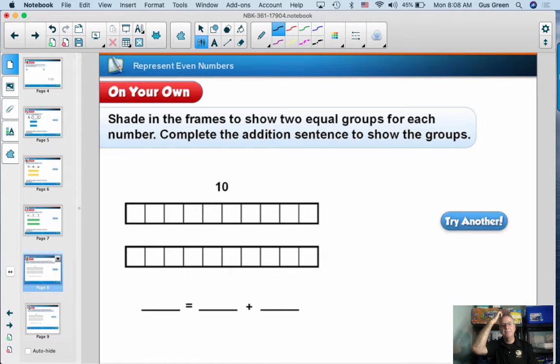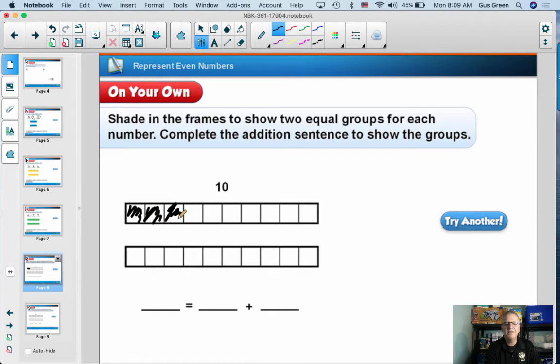Let's go ahead and do another one, but this time we're going to shade in the frames to show two equal groups for each number. And we're going to complete the addition sentence to show the groups. So this time I'm going to do a little bit of coloring. So 1, 2, 3, 4, 5, 6, 7, 8, 9, 10. Let's do this.